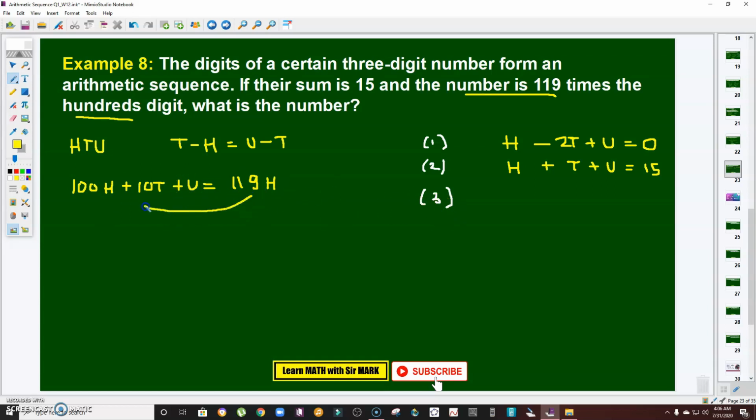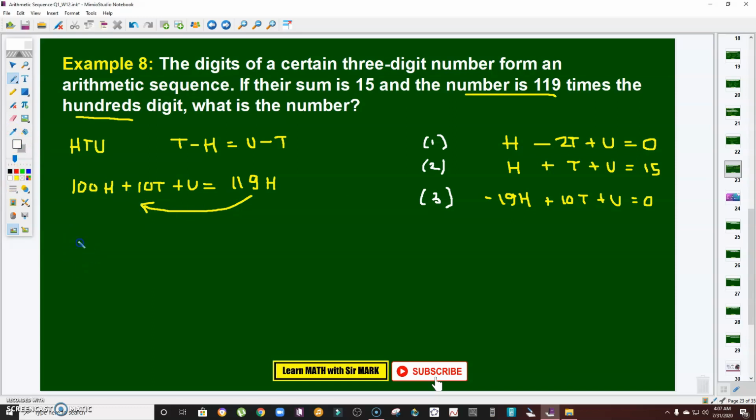All you have to do, transpose ko lang yung 119H on the left side. So that will be 100 minus 119, that's negative 19H. See that? Then copy 10T plus U. That's equal to 0. There you go. Alright, so, since I already have 3 equations in 3 variables, I can now calculate for the value of H, T, and U.